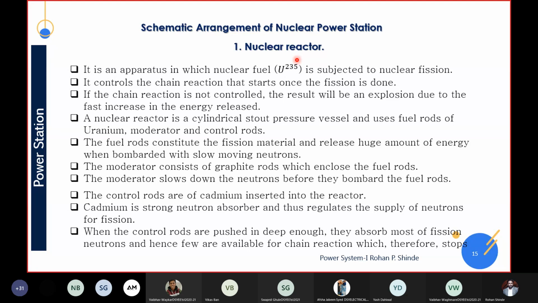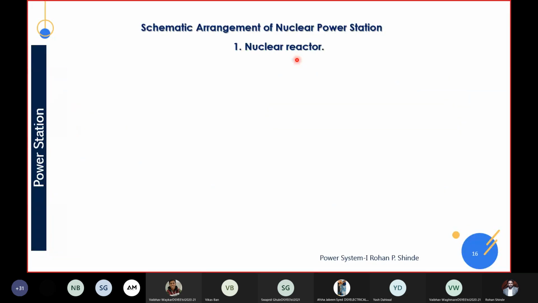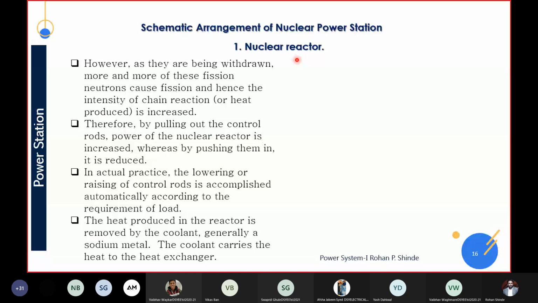The control rods are of cadmium, inserted into the reactor. Cadmium is a strong neutron absorber and thus regulates the supply of neutrons for fission. When the control rods are pushed in deep enough, they absorb most of the fission neutrons and hence few are available for the chain reaction, right? And it can be stopped by using the control rods of the nuclear reactor.